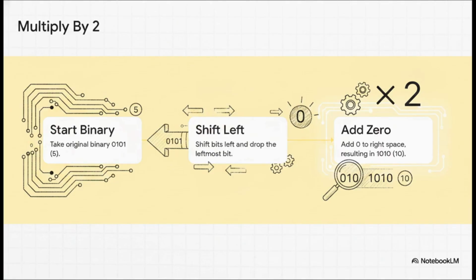Let's look at the mechanics of the left shift operator, which is pretty universally known in programming as the multiplication by 2 shortcut. If we take our binary 5, 0101, and shift it left by 1 position, everything physically moves to the left. The leftmost bit drops off completely, and a 0 is naturally added to the newly empty space on the far right. Our 0101 becomes 1010. We started with 5, and we ended with 10. We effectively multiplied by 2 without ever actually invoking a standard multiplication operator.